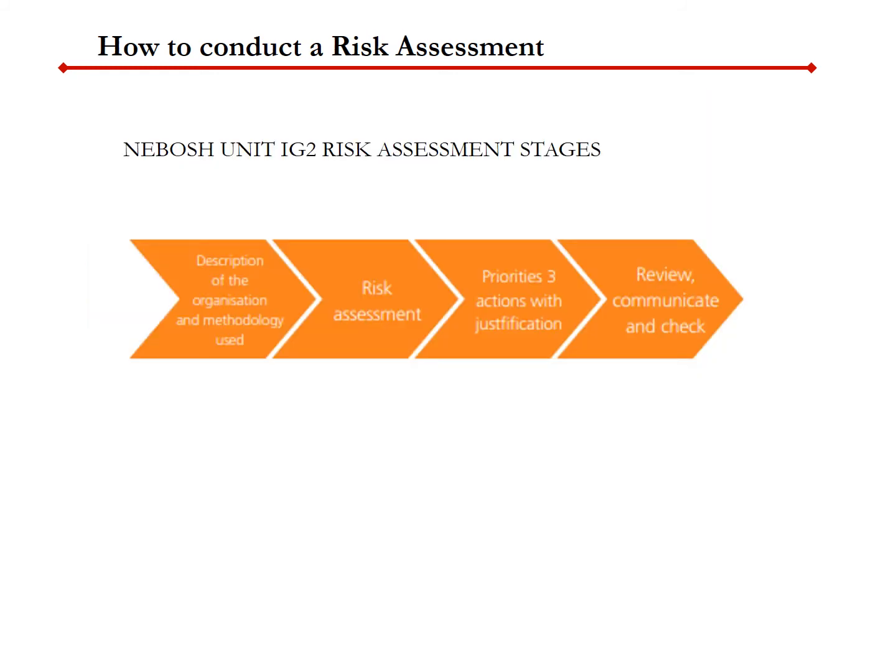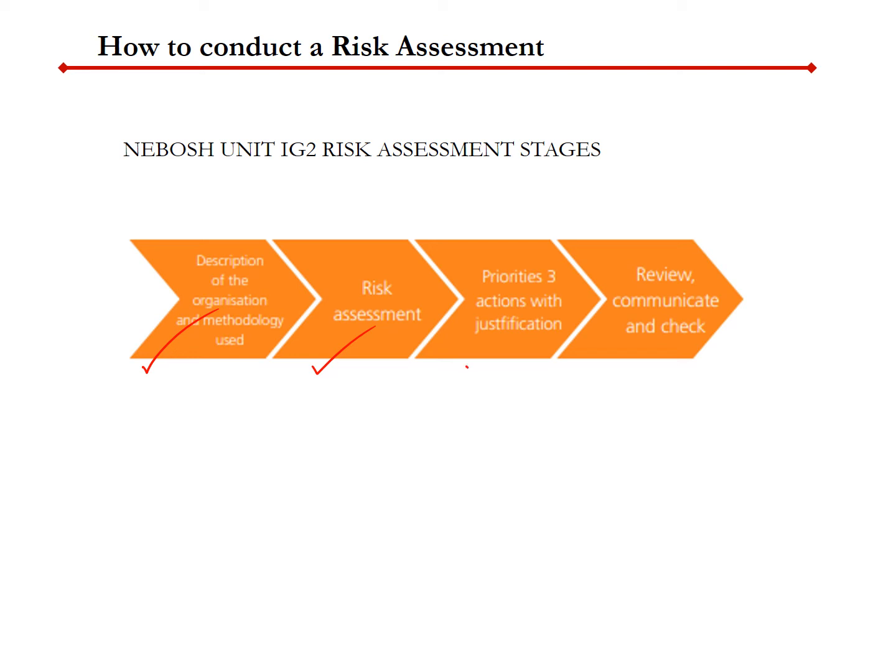Here as well, for those that are going to take the NEBOSH IGC, they have this process as well, where there is a description of the organization and methodology used. Basically, when they want to write their reports for the NEBOSH, they have to provide this flow of information. The other one is called risk assessment, which is what we described now, the process and risk assessment.